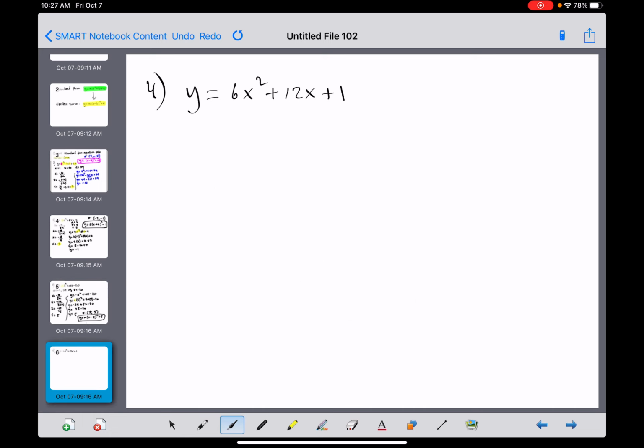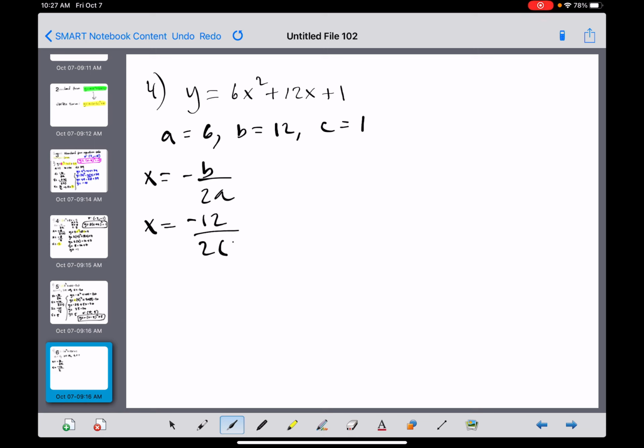number 4. Okay, so same thing, identify A, B, C. A is 6, B is 12, and C is 1. So x equal to negative b over 2a. So b is 12, so negative b will be negative 12, over 2 times a, 2 times 6. So negative 12 over 12. So x is negative 1. Let's find y.